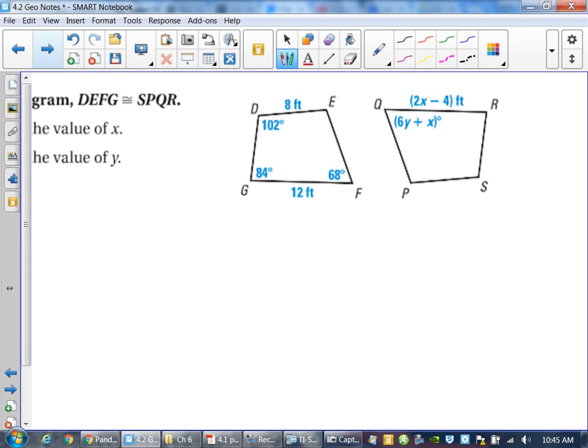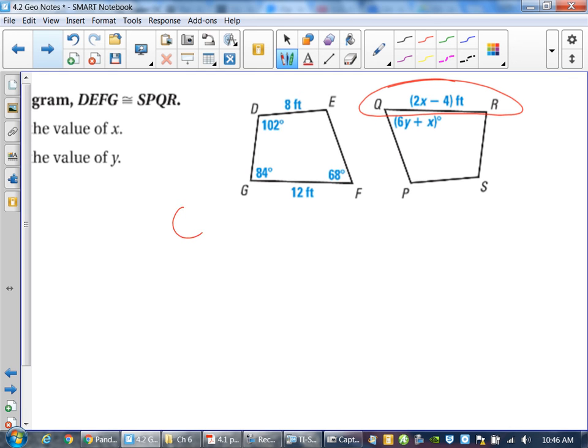So, what you're doing here is you're just looking for what parts match up where. How do you figure that out? Well, if I'm trying to solve for x, x in this diagram is brought up in two places. It's brought up at Q, because there's 6y plus x, and it's brought up at segment QR, which is 2x minus 4. Now, a wise man once said, work smarter, not harder.